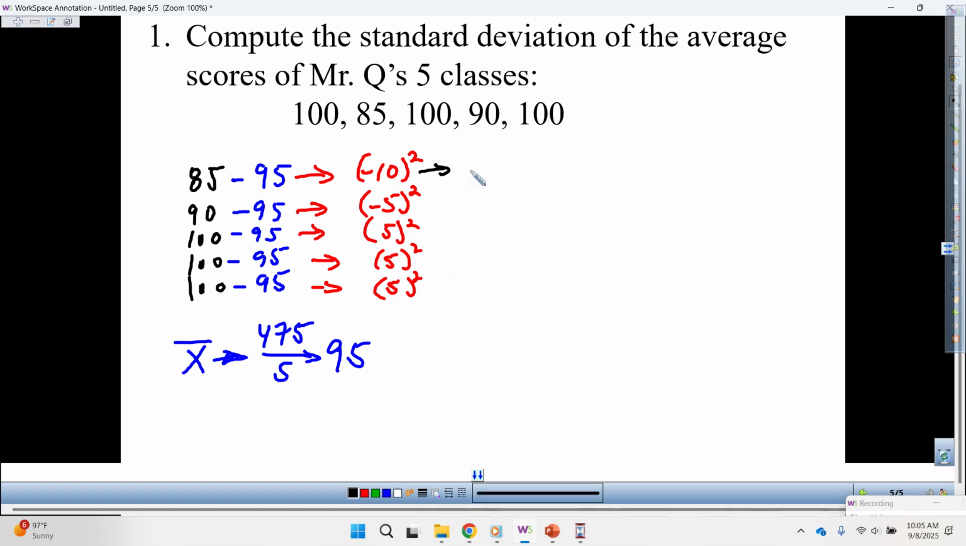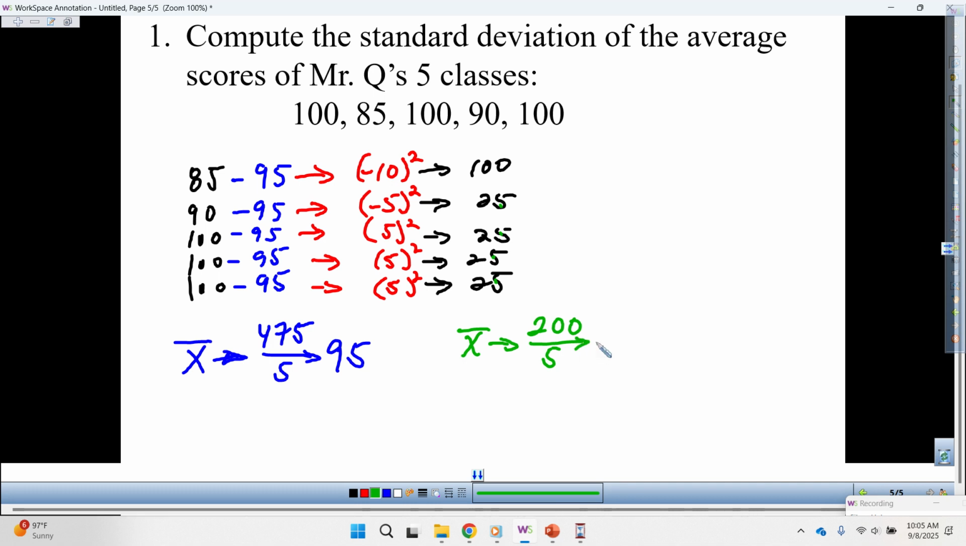So, 10 squared is 100. These are 25, 25, 25, and 25. Are we doing okay? What do we do next? We find the second mean, Mr. Q. All right, so that is 25 plus 25 plus 25 plus 25 plus 100. That's 200 divided by 5. That is 40. All right, 40.